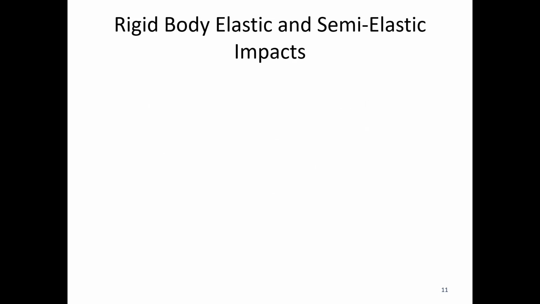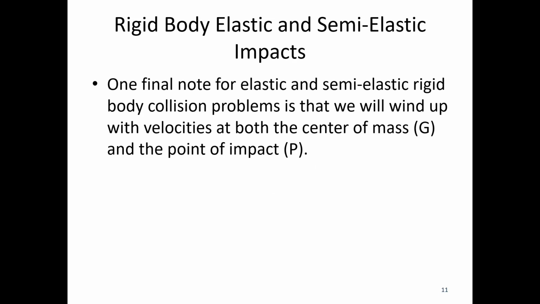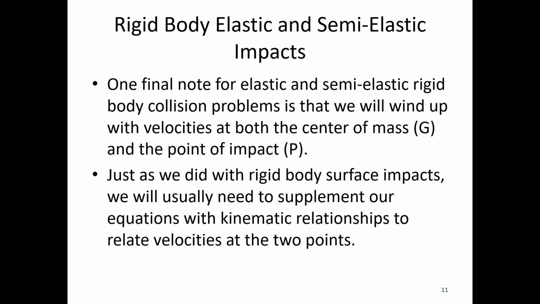All right, so with all of this, 6 equations, usually enough math-wise, but one final note is for the elastic and semi-elastic rigid body collision problems, we're going to wind up with velocities at the center of mass G, as well as at that point of impact P. So because of that, we're going to have even more unknowns than we would start with. And to fill in the gap, just like we did with rigid body surface impacts, we need to supplement our equations with kinematic relationships to relate the velocities at point P and point G. So you'll need to work on the rigid body kinematics part, come up with some extra equations relating those velocities, and build even more equations out in your system.